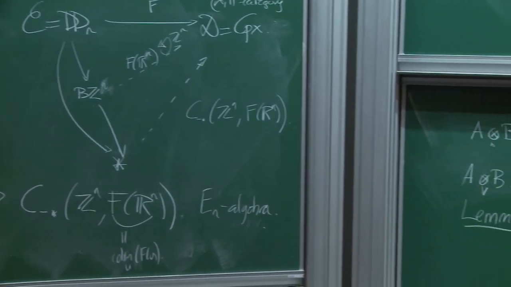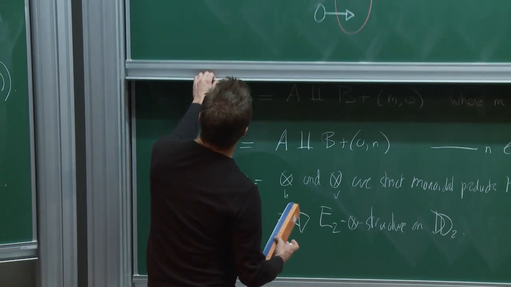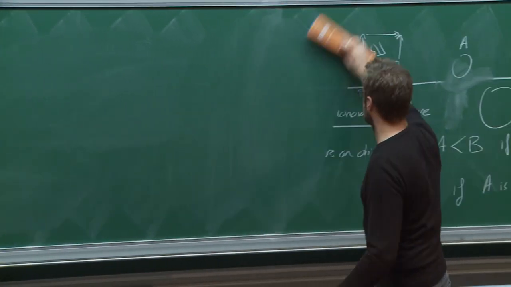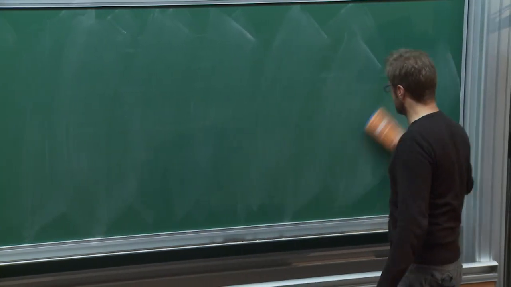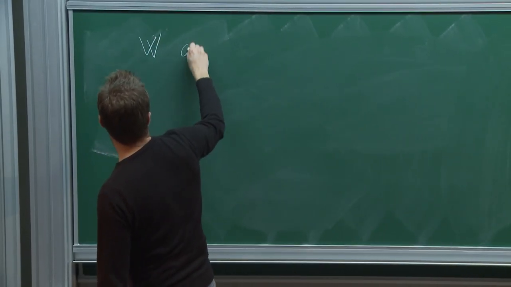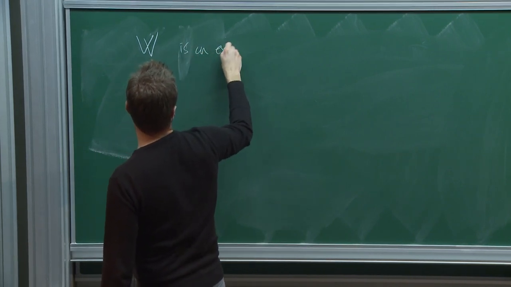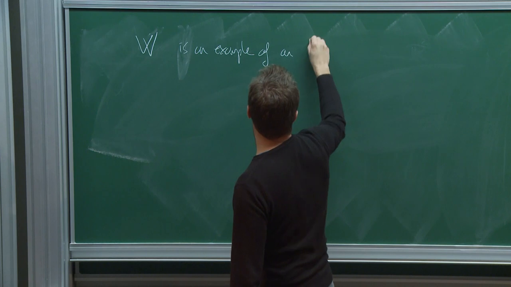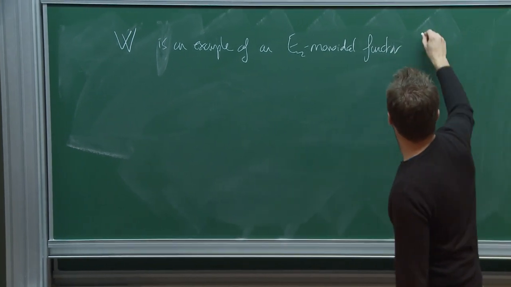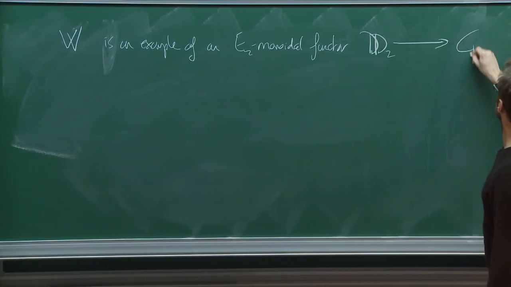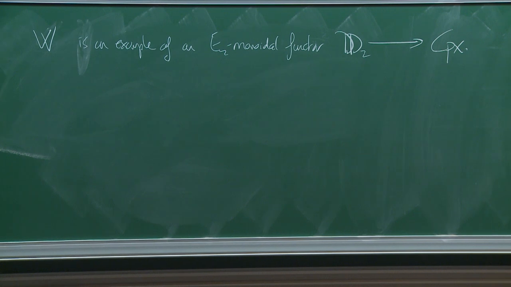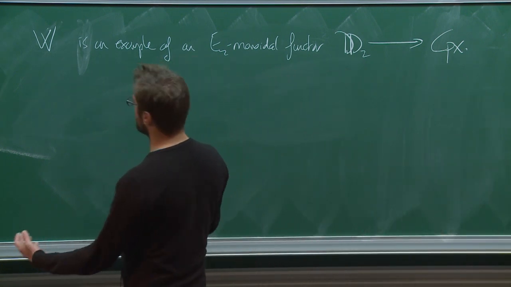So in the end, the last thing to check is that we do have such a functor. And indeed, if you look, W is an example of an E2 monoidal functor from DD2 to complexes. And it's even a strict E2 monoidal functor in the following sense, that actually W does not depend on the higher homotopies.